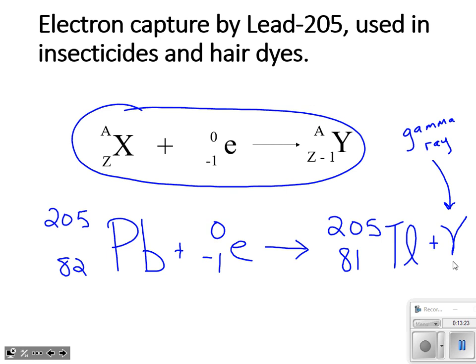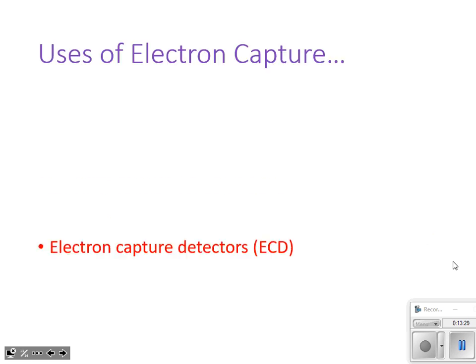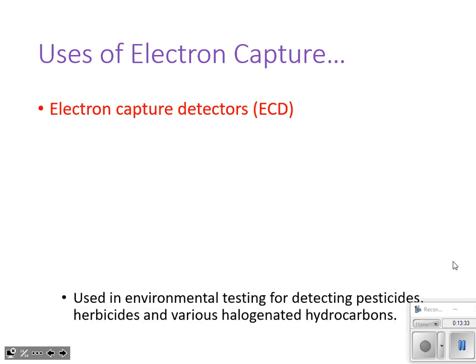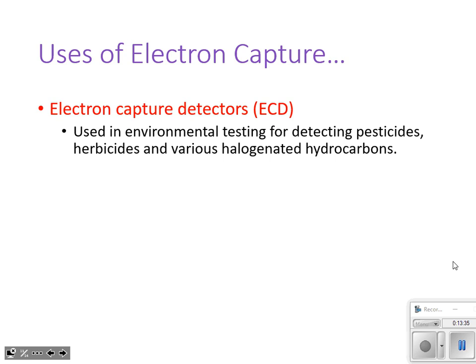Now, electron capture was a little tougher to find some uses on. So, uses of electron capture: detectors. These detectors are used in environmental testing for detecting pesticides, herbicides, and various halogenated hydrocarbons. Now, what that means is it's just a hydrocarbon that has a halogen on it.